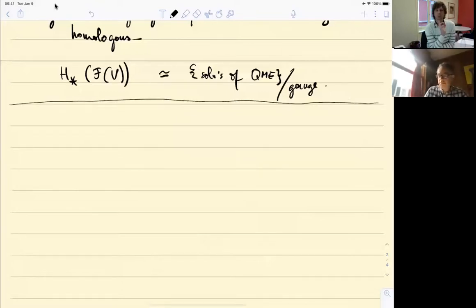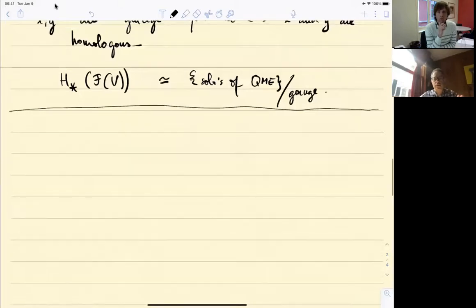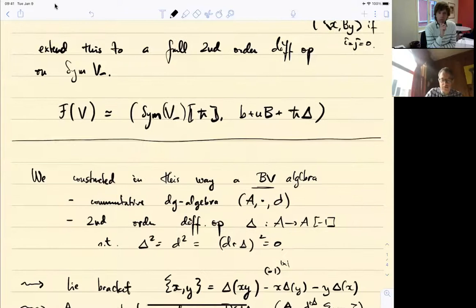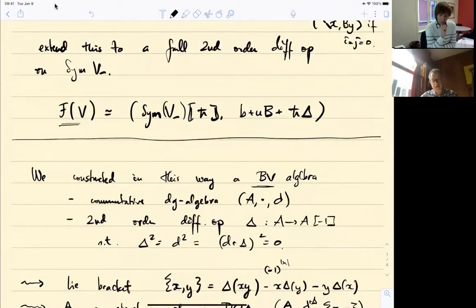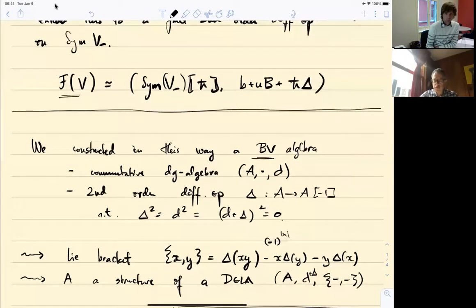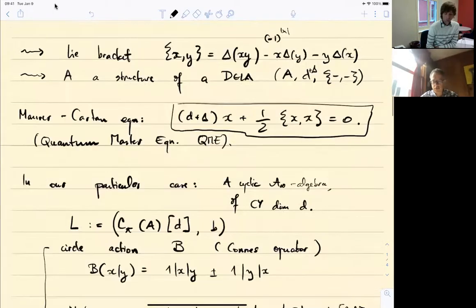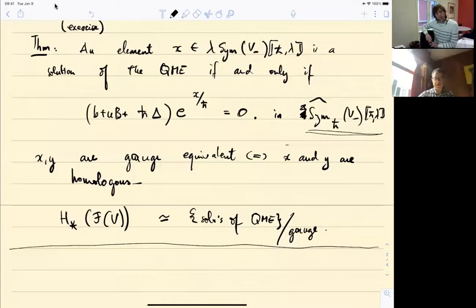This has been a lot of algebraic preparation for what we are doing. So to summarize: if you start with a DG vector space with these two extra structures, somehow miraculously we construct this Fock space from it, which has a very concrete incarnation as a particular symmetric algebra with a new square zero differential. And to understand the homology of the Fock space, we need to understand solutions of the Maurer-Cartan equation, which are in one-to-one correspondence with homology classes by this relation. Any questions about this?